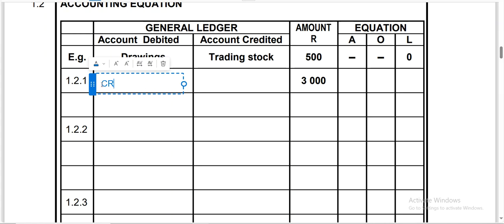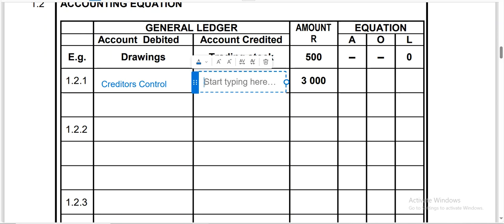Okay, let me maybe write in small letters. So it will be creditors control. Okay, and then our account credited will be bank. So we'd have bank as the account credited.